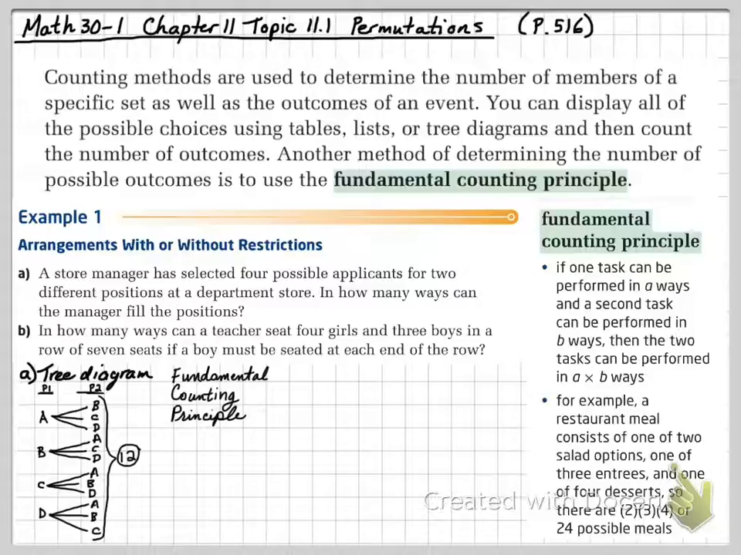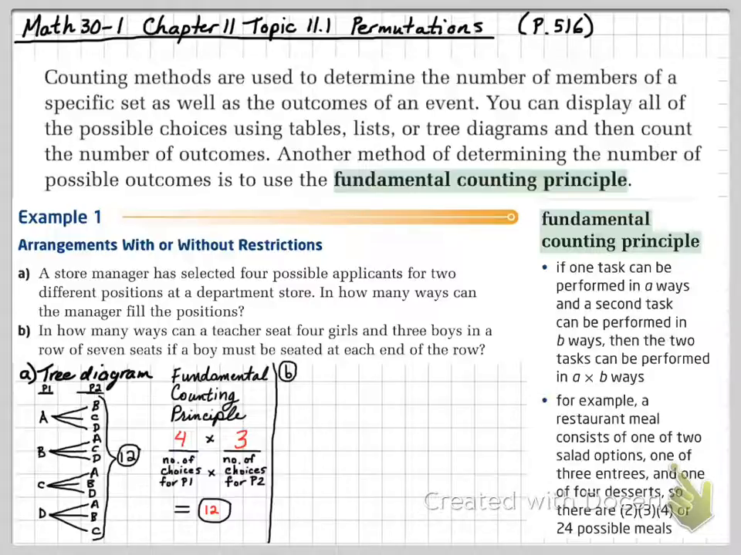Now, if we use the fundamental counting principle, the choices for position 1 would be 4. The choices for position 2 would be 3. 4 times 3 would give us 12 different possible combinations of hiring.